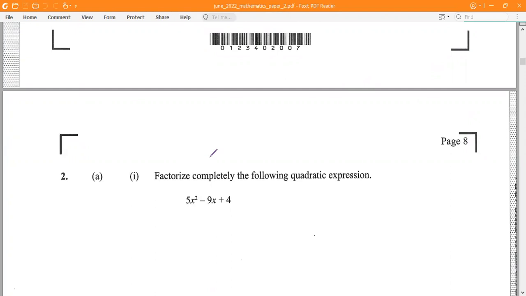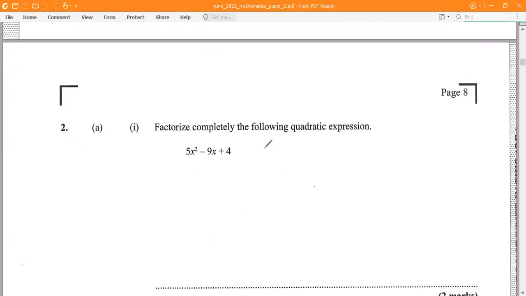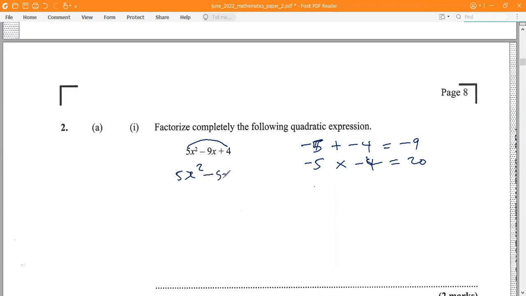This is number 2. What we do is we look for two numbers that add up to get -9. So the two numbers are -5 and -4. These same two numbers have to multiply to give +20, because 5 times 4 is 20. And we replace the middle term, -9x, by -5x minus 4x, because -5 and -4 are two special numbers.